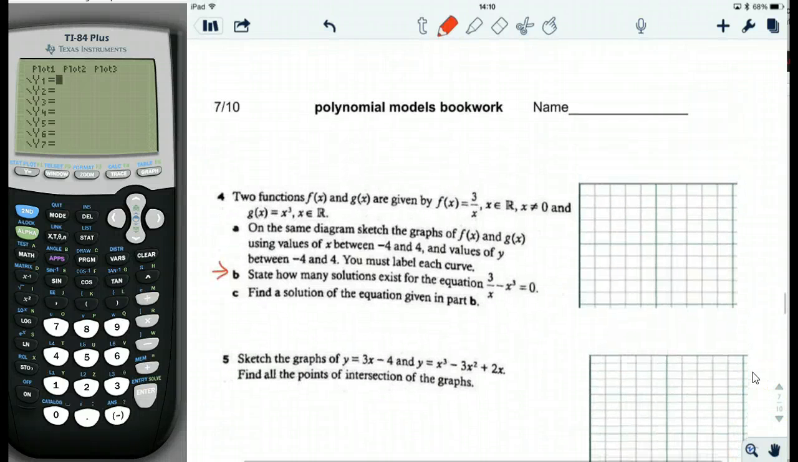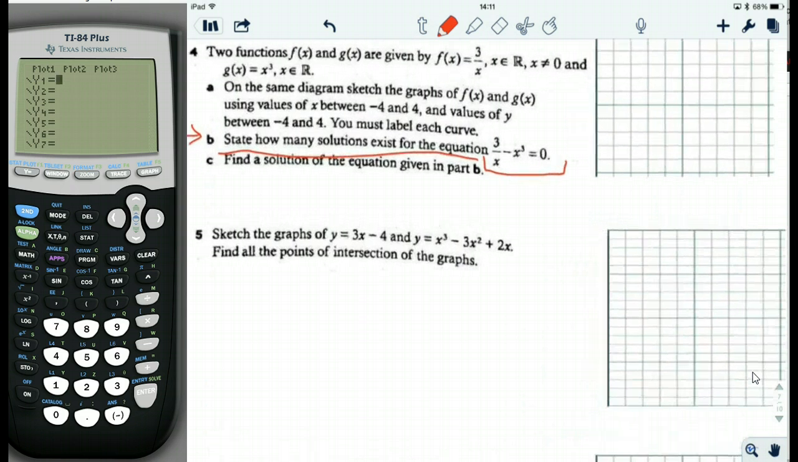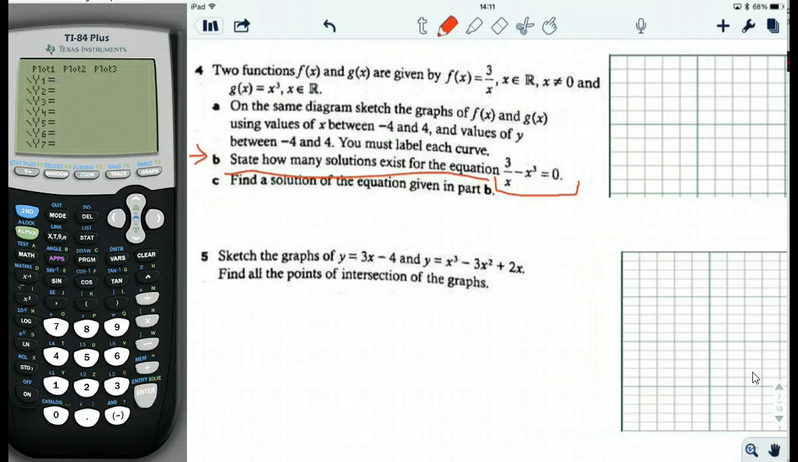We're going to talk about page 7 of the Polynomial Models bookwork. For 4b, this is just like most of the other problems you've done. The only thing that they say different is state how many solutions exist for the equation 3 divided by x minus x cubed equals 0. This is a little bit tricky just because of the words they use. They've never said it like that before.